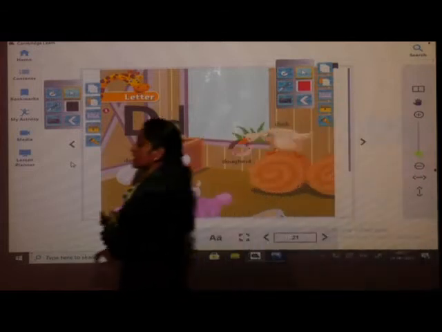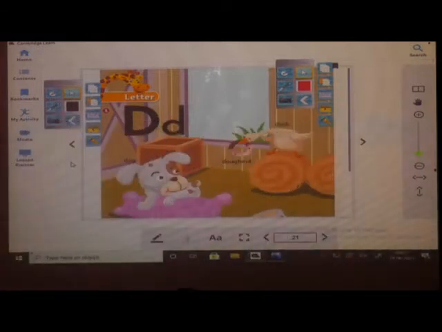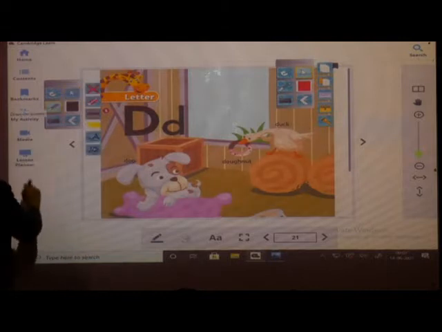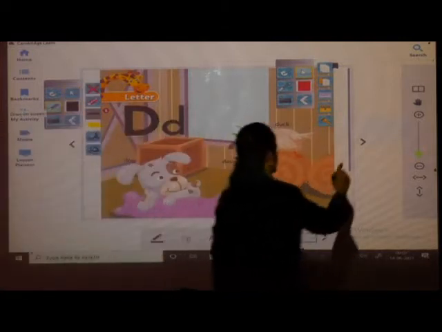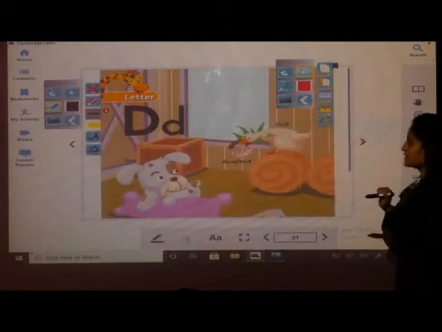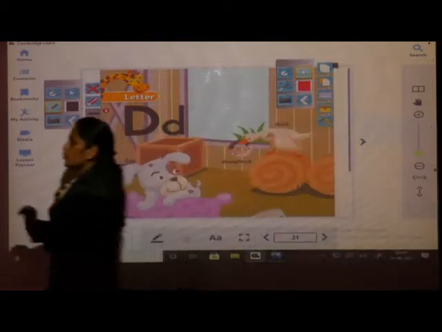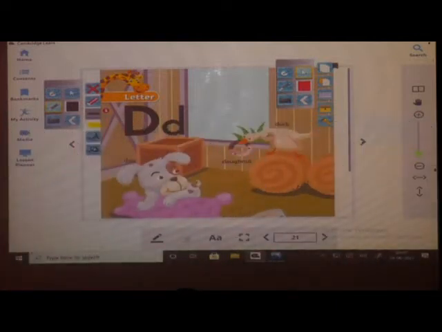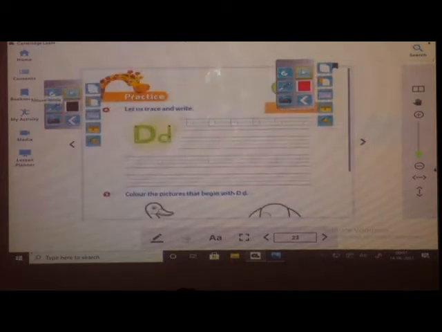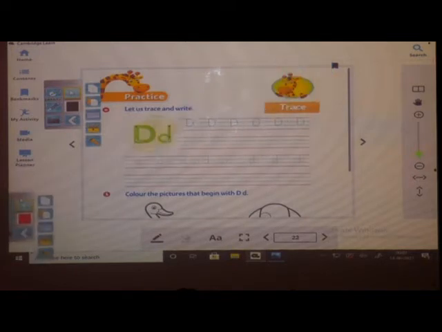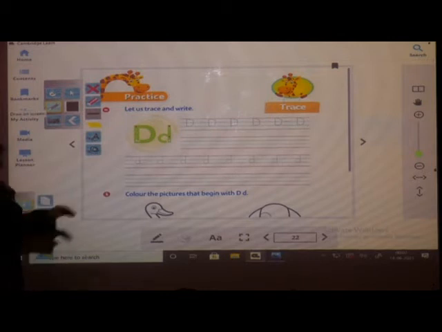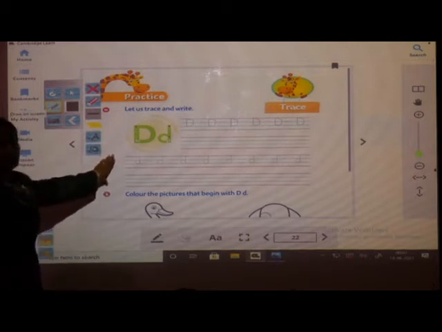Okay? So turn the page now. Turn the page. Page number 17. Okay. You have to turn the page and take out page number 17. Okay. What you can see here on this page? Yes children. What you can see? Yes. We have to trace letter D.